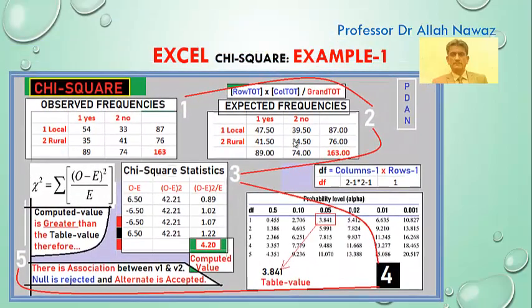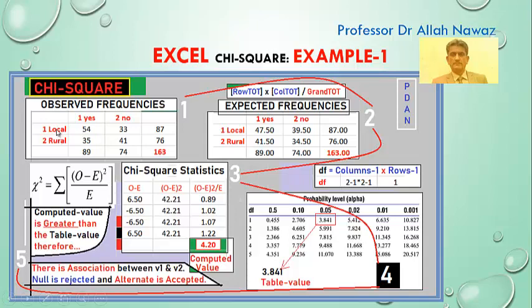In Excel, I computed all the steps required to reach the chi-square statistic at the end. The first table, that is observed frequencies, includes the cross tabulation of variable 1 and variable 2.